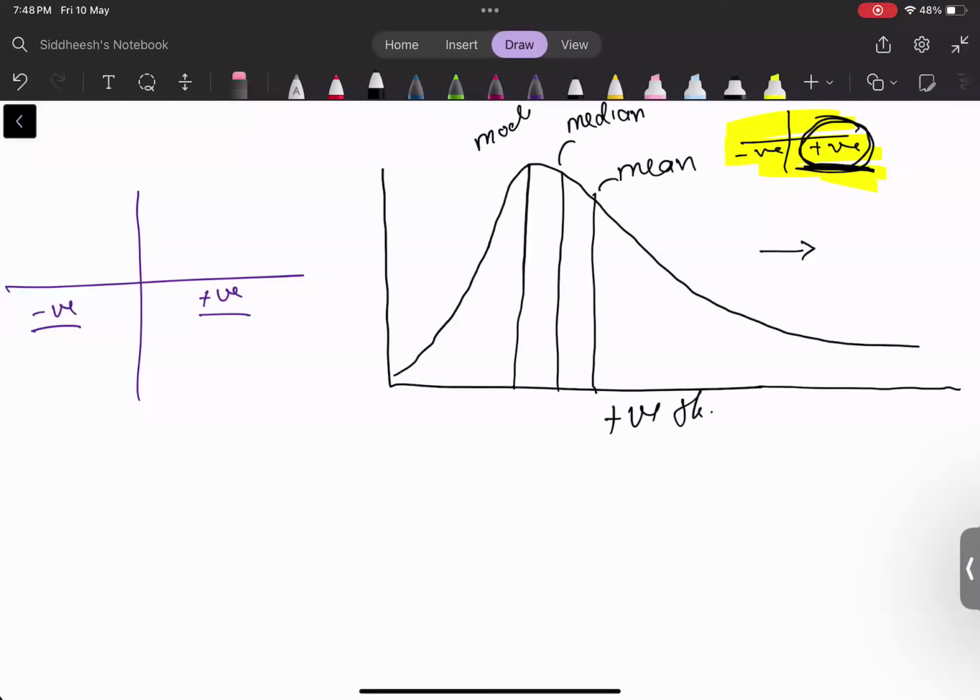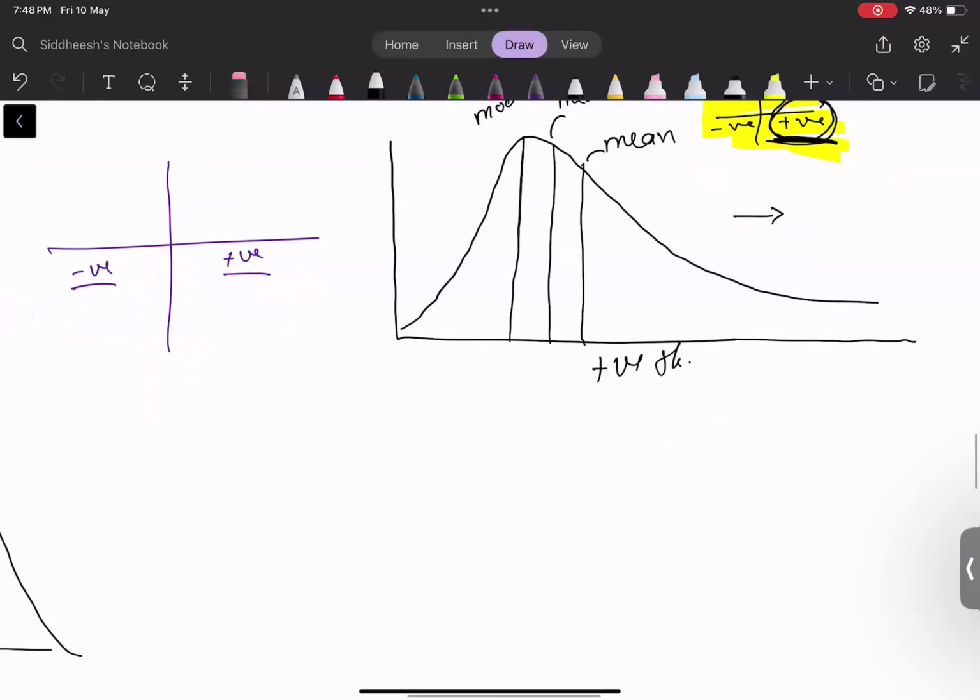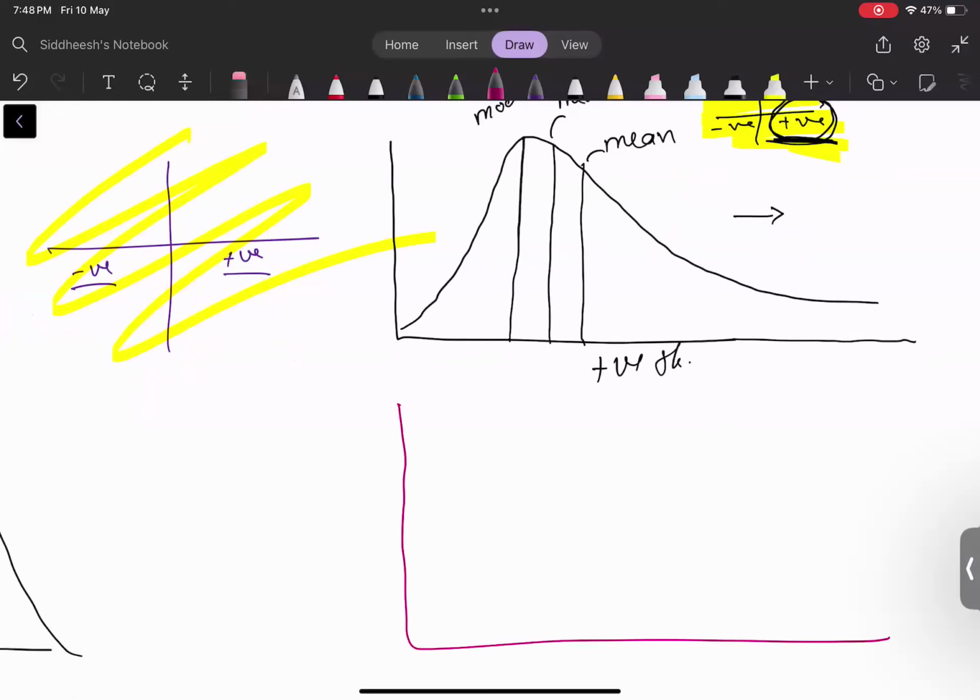Correct? Now let me draw one more graph. Just try to remember this graph only. If you can remember, then our work is almost done. Now suppose my line is more toward the left side, like this. So what is this? Remember our simple tricks. This is negative, this is positive.